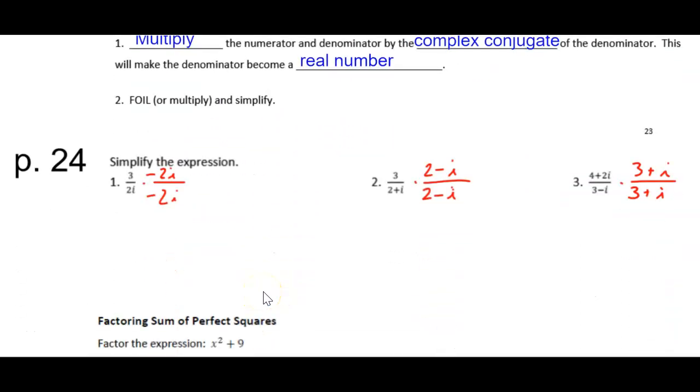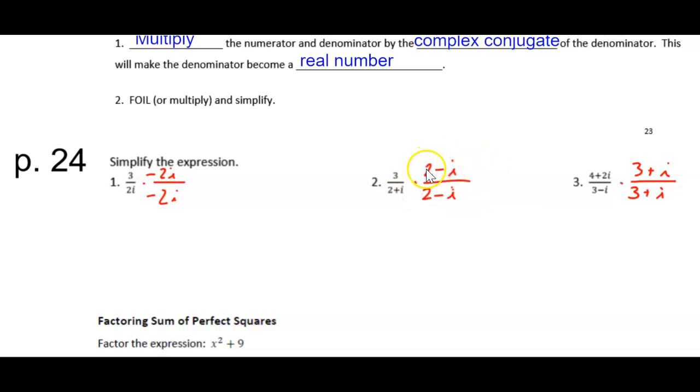All right, so let's set up the top of 24 here. And the complex conjugate, if all there is is a 2i, we change the i term to its opposite, and we're multiplying by negative over negative. In number 2, I look at the denominator, I see an i there, so I'm going to multiply by the conjugate here. 2 plus i would turn into 2 minus i.